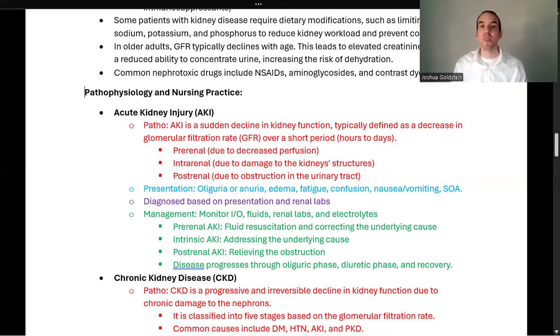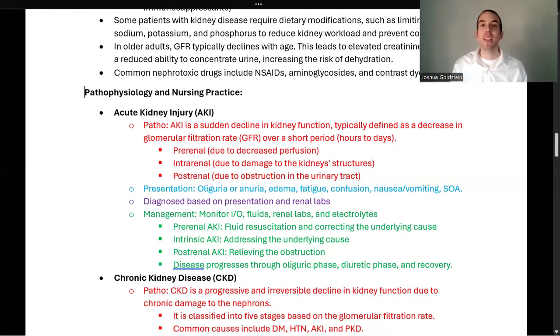There's at least 50 of them. But the most common ones that I've seen tested on are NSAIDs. Know your NSAIDs because those are all nephrotoxic. Aminoglycosides, or some text banks just in general say antibiotics because there's a bunch more that are known to be nephrotoxic, but aminoglycosides is by far the most commonly tested on one that I've seen. And then contrast dye is also a really common nephrotoxic drug.